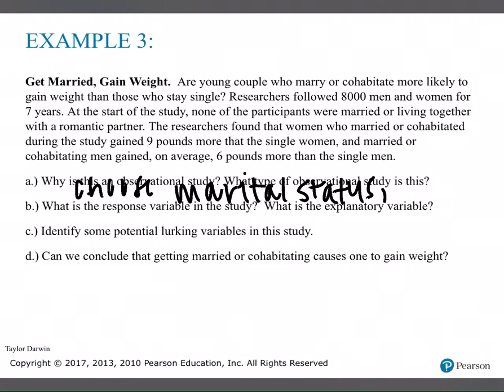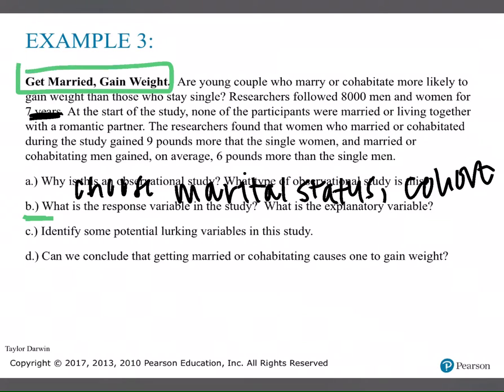And what kind is it? Because it happened over such a long time, 7 years, it's going to be a cohort. What's the response variable in the study? What's the explanatory variable? So B, honestly, is all in the title. Get married, does it cause you to gain weight?